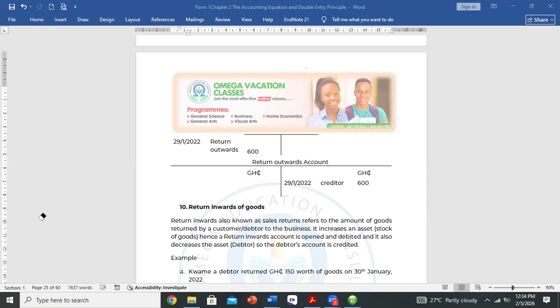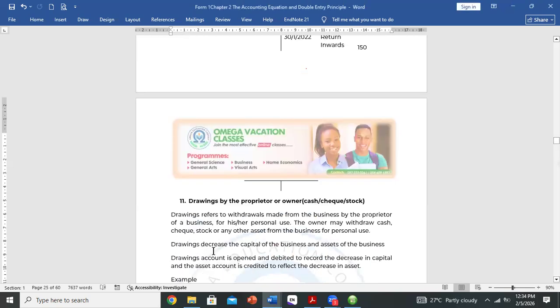Okay, so professors, the last one, I said 10, but I think we have a last one, 11. That's when the owner makes drawings or takes something from the business for personal use. Okay, and this happens with the sole proprietors.